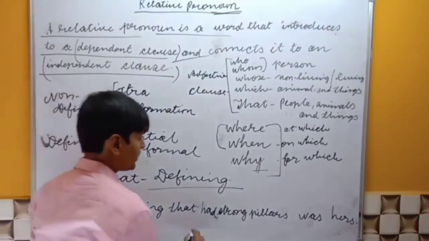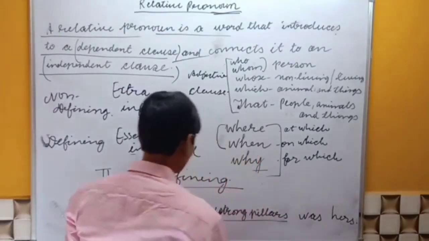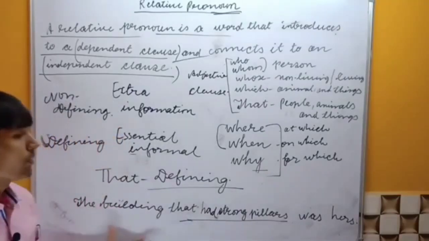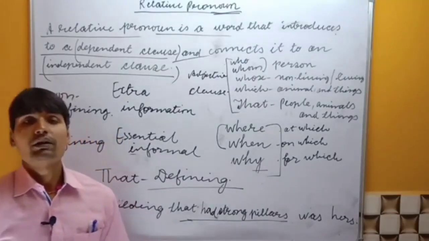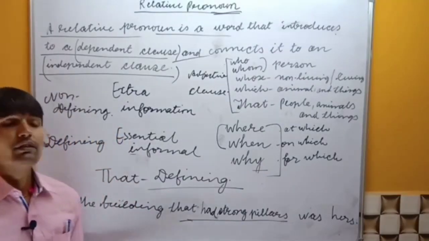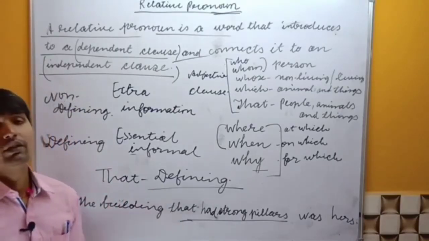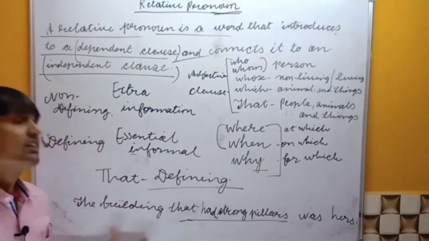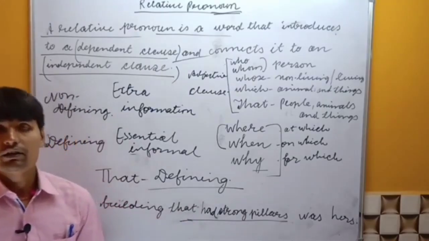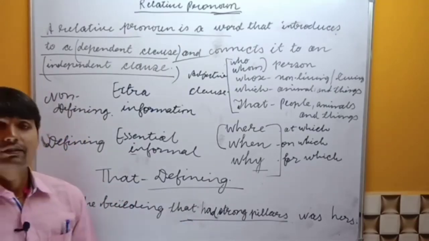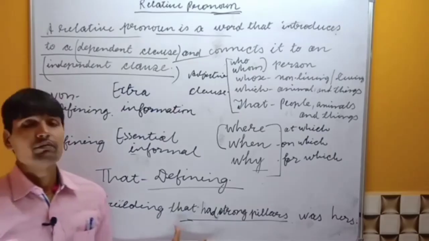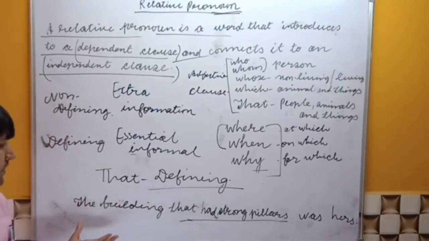What's happening here is that it is giving the essential information about the building, because it is saying more about the building. What kind of building is it? It has strong pillars. So we can't use them in the non-defining clause, because you need to define the building here. That's the reason we can't use them in a non-defining way.